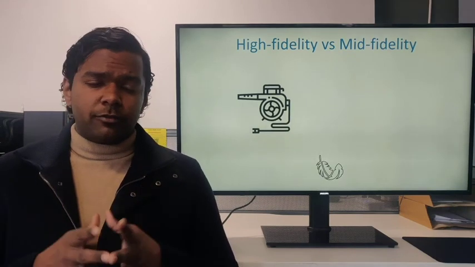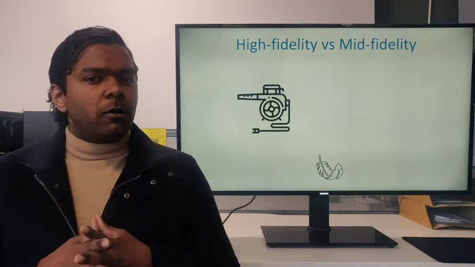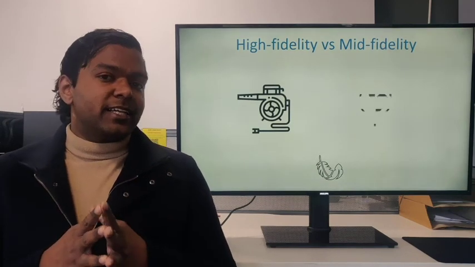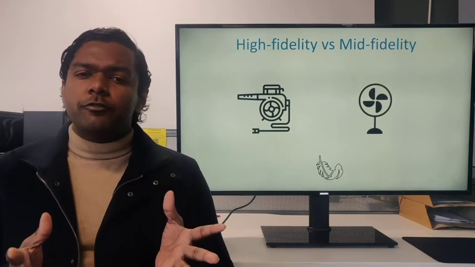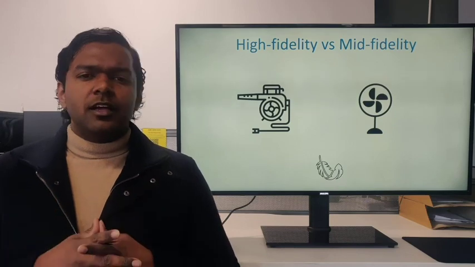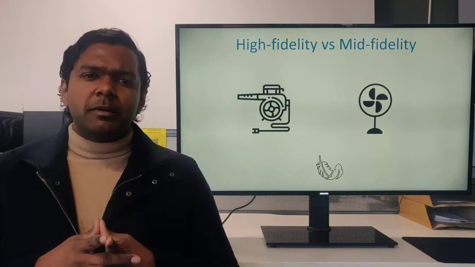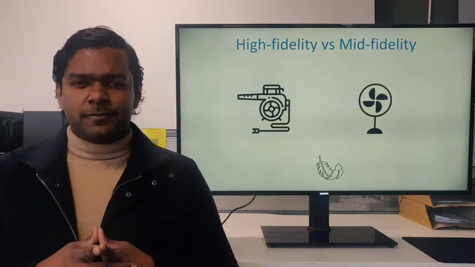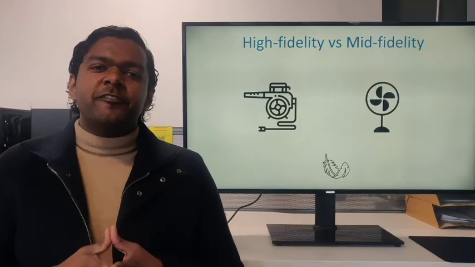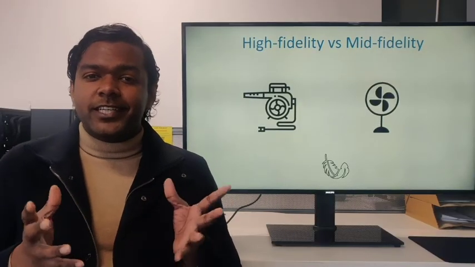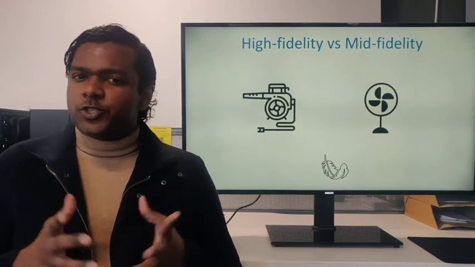Mid fidelity CFD software is like using a simpler fan with fewer settings. It's not as precise as the powerful fan, but it's easier to use and still gets the job done pretty well. So high fidelity CFD software is like using a very powerful tool to get very precise results, while mid fidelity CFD software is like using a simpler tool that's easier to use but may not always be as precise. Therefore, if mid fidelity software can replace the high fidelity software without compromising on the accuracy and save us time, it's a win-win situation, right?